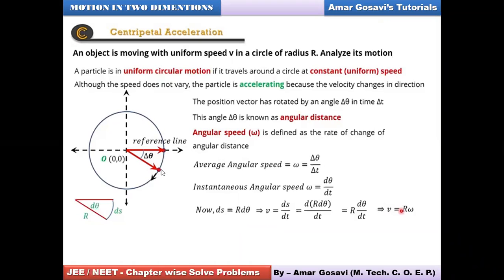Obviously, the linear displacement for the arc can be represented as ds over here, and r is the radius vector. So this is the situation which is taking place. Here you can see the position vector is rotated by angle del theta in time del t. So del theta is angular distance or angular displacement, you can say. Angular speed is omega, and you know how you define average angular speed, del theta by del t. Or you can also put it in the form of instantaneous angular speed given by omega as d theta by dt.